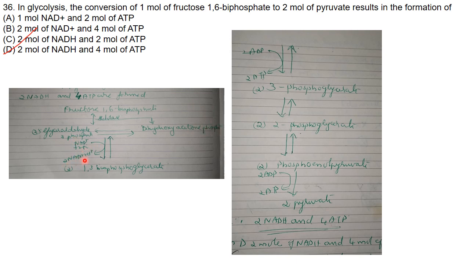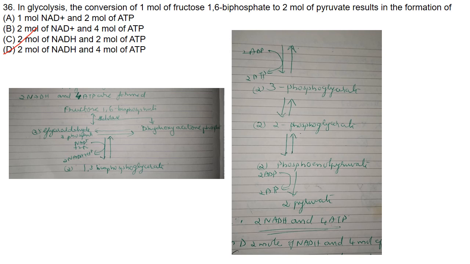2 NADH will be formed. Then this will give rise to 2 molecules of 1,3-bisphosphoglycerate. ADP will be converted to ATP and 2 molecules of 3-phosphoglycerate will be formed. Then 2-phosphoglycerate will be formed. Then phosphoenolpyruvate will be converted to pyruvate and ADP will get converted to ATP. So totally 2 NADH and 4 ATP molecules will be formed. So answer will be 2 moles of NADH and 4 moles of ATP.